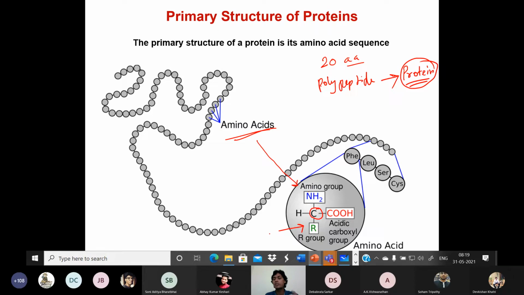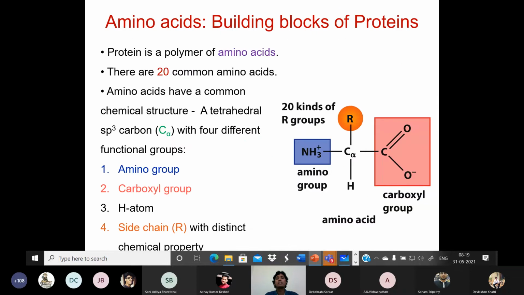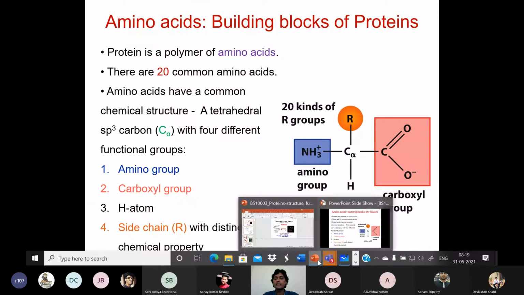Why do we have 20 amino acids? Because we have 20 different side chains. So R groups, normally I will refer to it as the side chain. Okay. So whatever I discuss, you will find everything here. This is the central carbon, and this is the carboxyl group and the amino group, and based on the pH, its ionization state will depend, right? So that you understand. All of you studied chemistry before, and you have this knowledge.